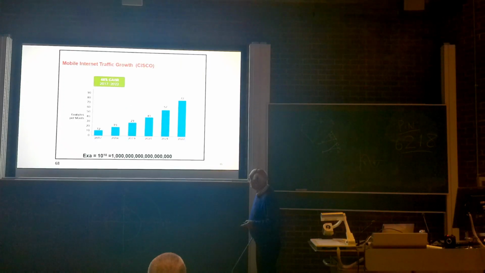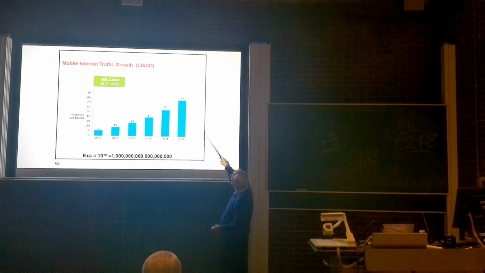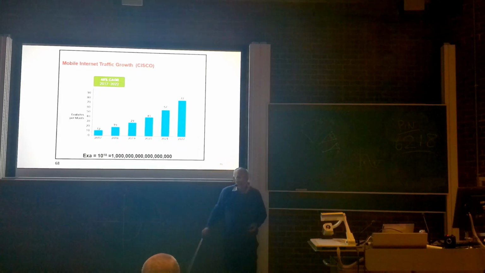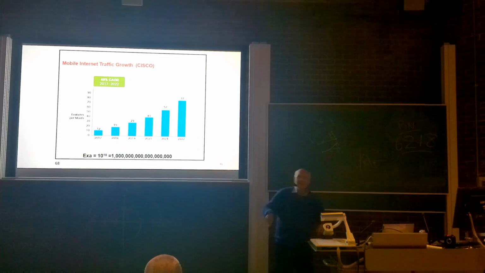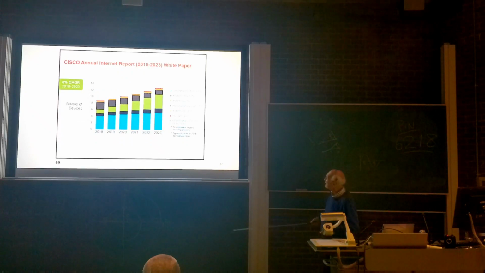5G, exabytes, mobile internet traffic growth. This is why you need it. Exa is 10 to the 18. This is the amount of data per month through the mobile network system. And look at the numbers. It's huge. And look at the growth. It's 2017. It's growing. It's going up. So that gives you some idea of what the digital needs are for the system.